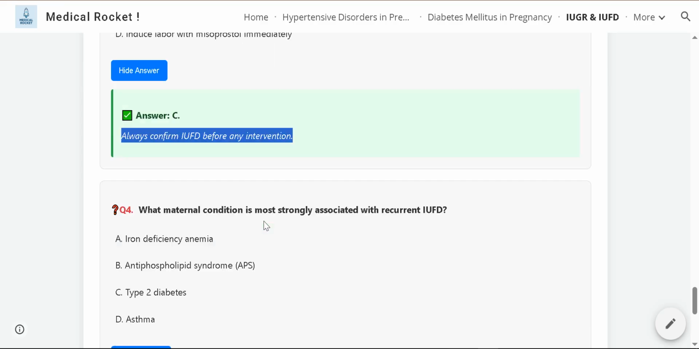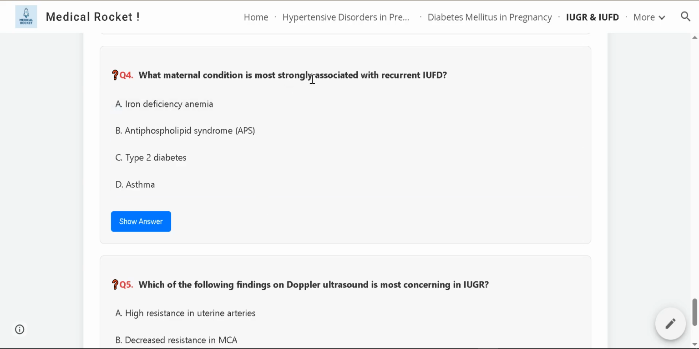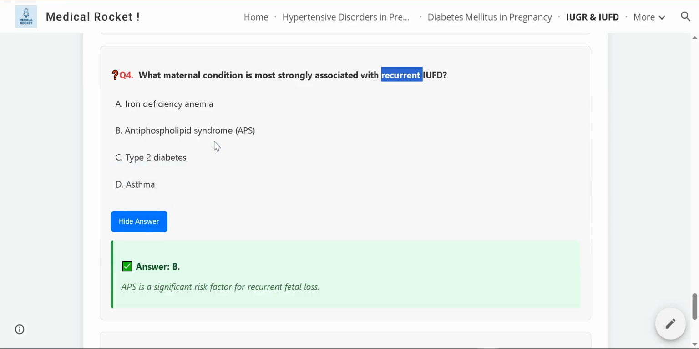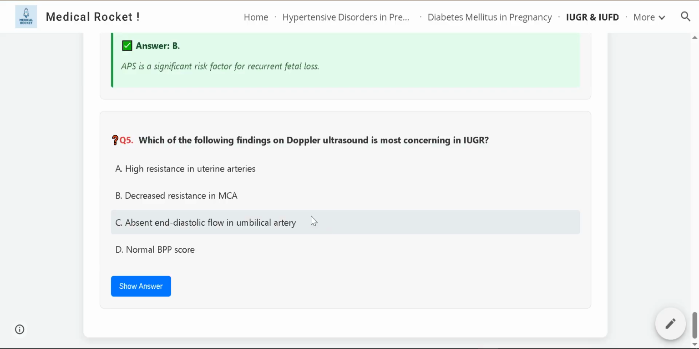Q4. What maternal condition is most strongly associated with recurrent IUFD? A. Iron deficiency anemia. B. Antiphospholipid syndrome, APS. C. Type 2 diabetes. D. Asthma. Answer. B. APS is a classic cause of recurrent fetal loss. Know this for boards.